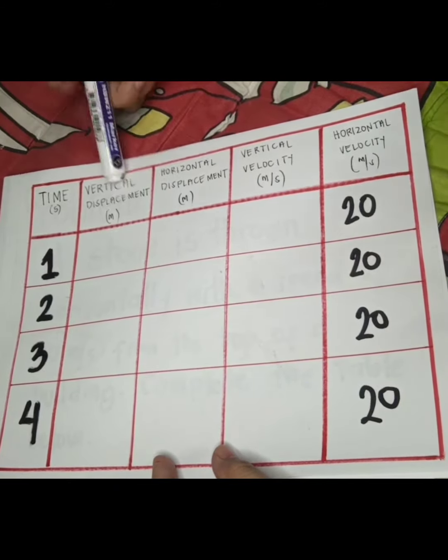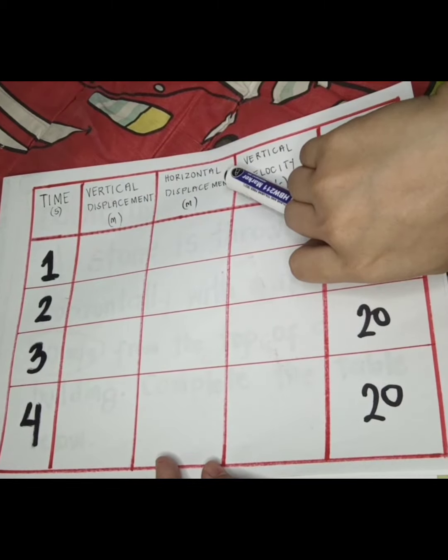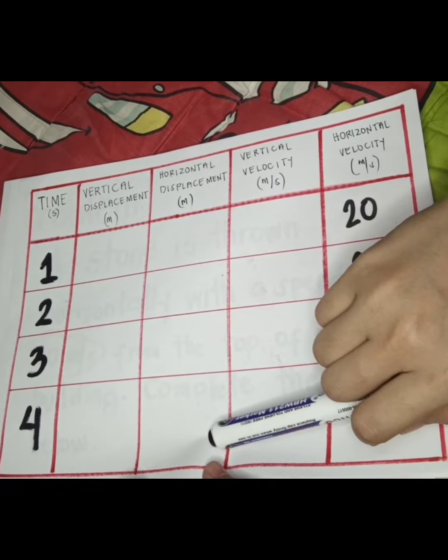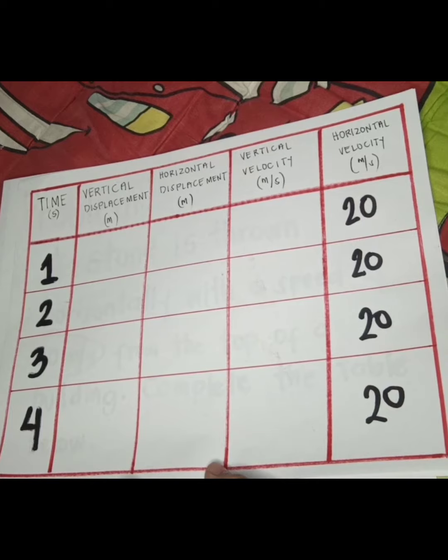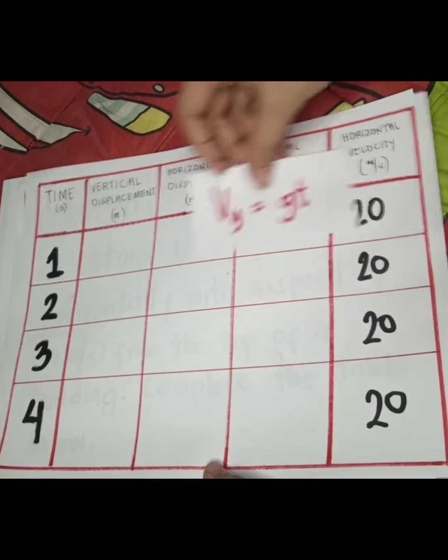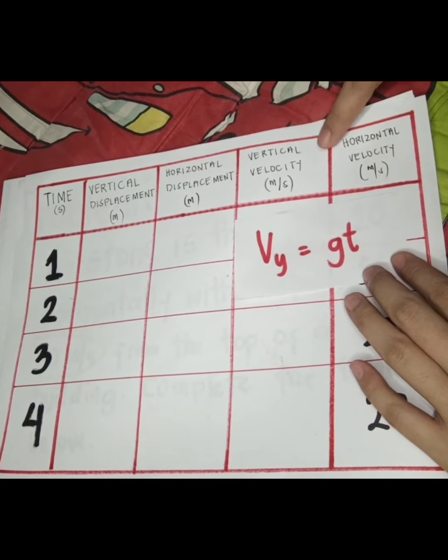Okay, pag sinabi nating vertical displacement, ito yung height. Yung horizontal displacement on the other hand, ito naman yung range. And yung vertical velocity, ito yung ating formula for this one. Ito yung ating gagamitin na formula for us to find the vertical velocity.